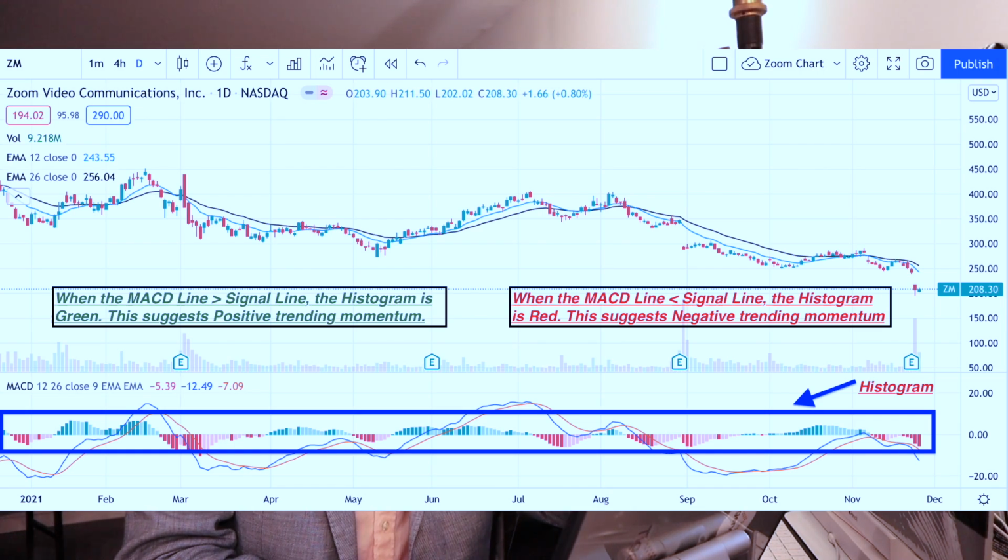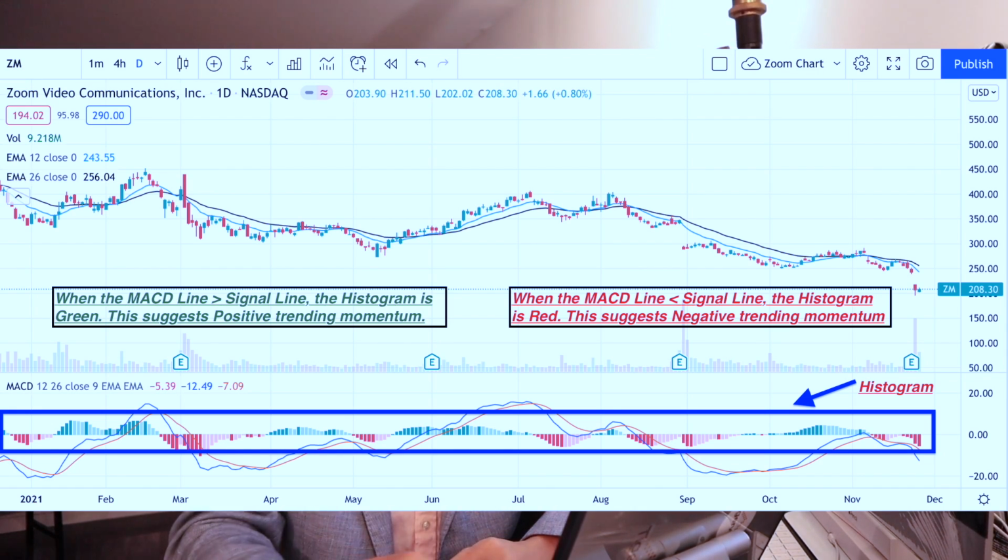In addition, you can see here that there is a histogram where there are both green and red bars. And this histogram is formed when you subtract the MACD line from the signal line. Now, the gap between the MACD and the signal line affects the size of the histogram. The larger the gap, the larger the histogram, and the greater the directional momentum. The zero line is the center of the MACD indicator, where it indicates no clear trend.